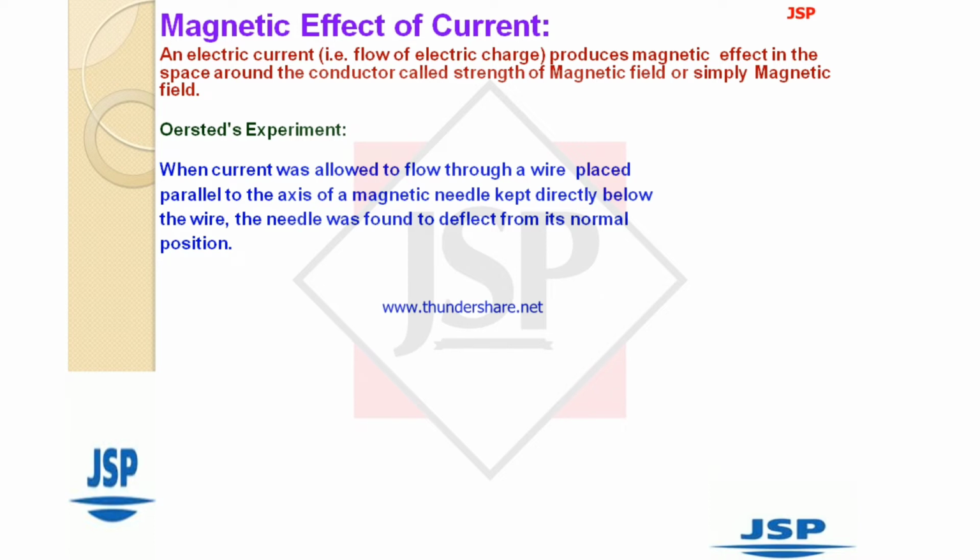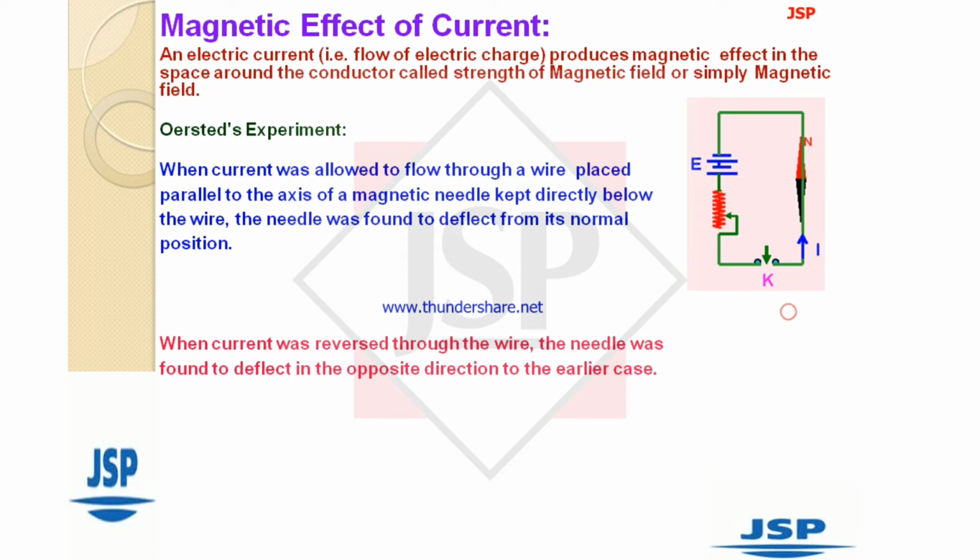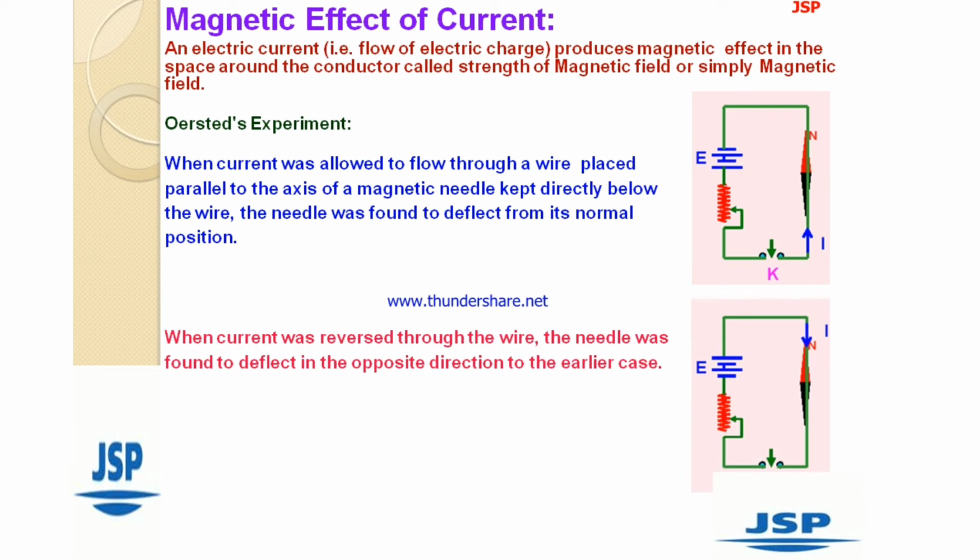Oersted experiment. When current was allowed to flow through a wire placed parallel to the axis of a magnetic needle kept directly below the wire, the needle was found to deflect from its normal position. When current was reversed through the wire, the needle was found to deflect in the opposite direction to the earlier case.